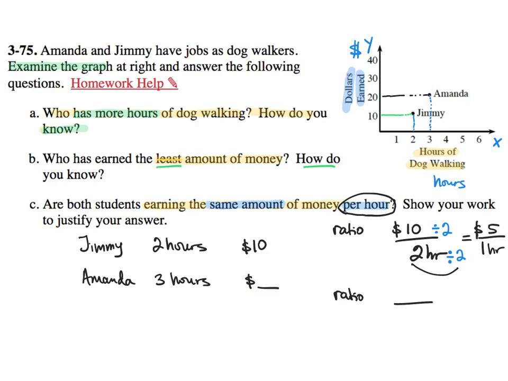Remember, you want to do Amanda on your own and then justify by explaining again: are they receiving the same amount of money or not? So finish that on your own.